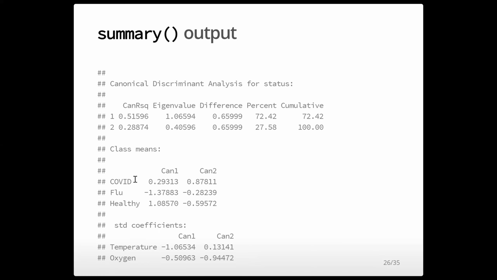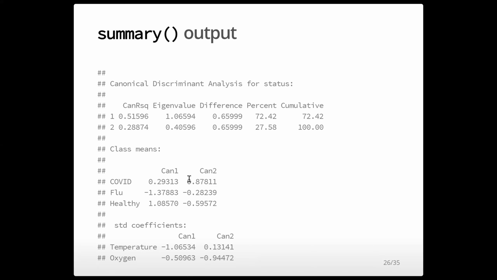Then we have the means for each group on each discriminant function. We see that in the first discriminant function, we get extremely low negative values for flu and very high positive values for healthy, and then COVID sort of in the middle. So it is separating the 3 groups quite a bit, and none of these are very similar to each other, but we're really separating flu from healthy here quite a bit. And then based on the second function, we see that COVID is positive, and both flu and healthy are negative.